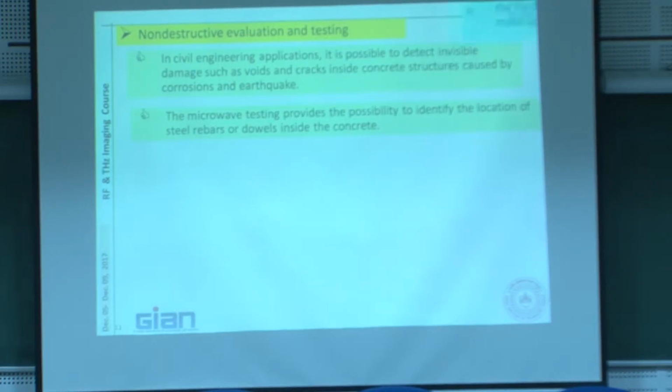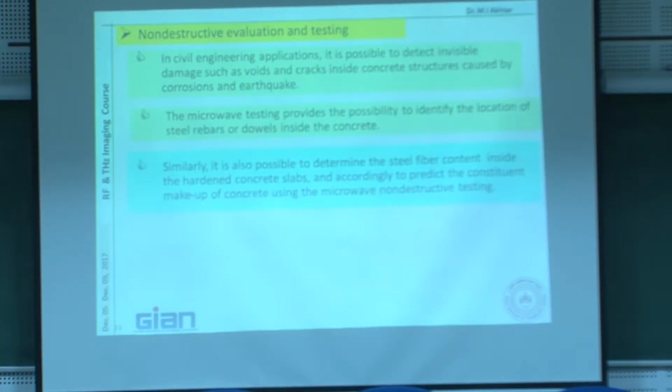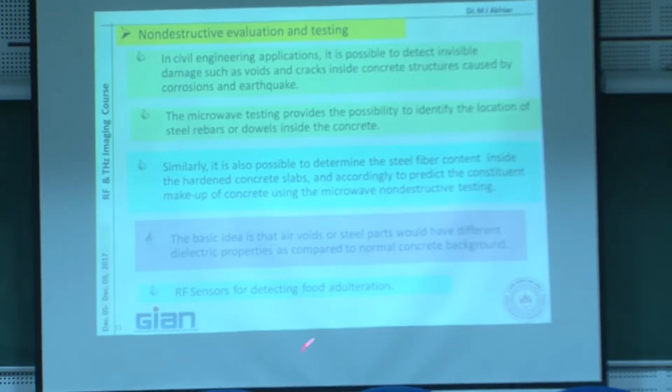And people are trying this. This is not very difficult, because concrete walls are not lossy, so microwaves can penetrate inside. The idea is simple: an air void or steel part will have different properties as compared to the normal background. And also what is coming in by RF sensors I will explain afterwards, where it can be used for imaging.